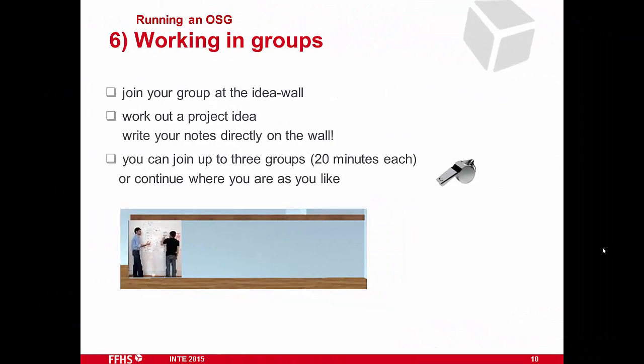In the gallery, there is a wall with a large sheet of paper. What you do next in your group is that you go to this idea wall and work out a project idea on this large paper. So your group discusses and writes and draws things about this project idea. You can join other groups too. So after a while, for example 20 minutes, you can change your group or you can stay in the group as you like.